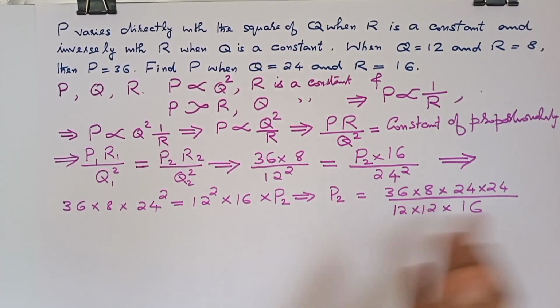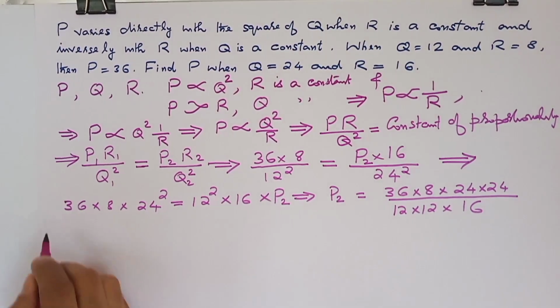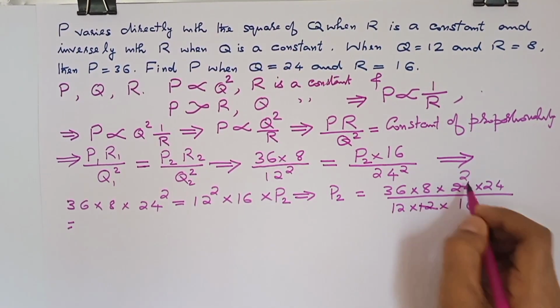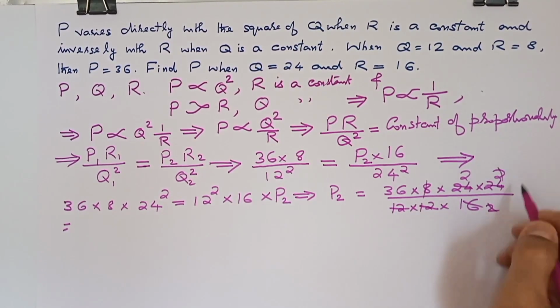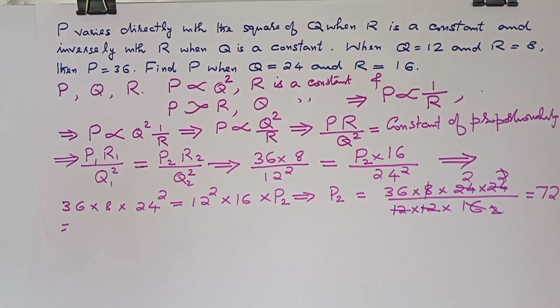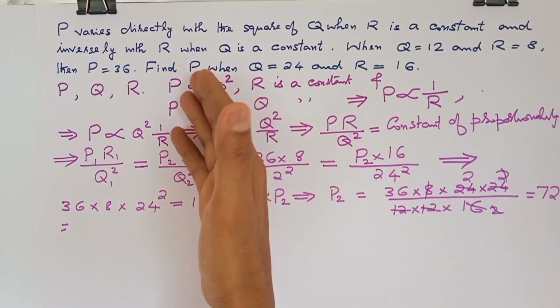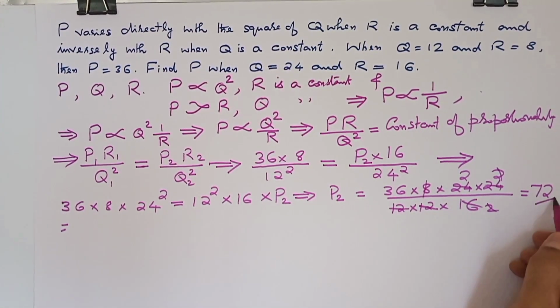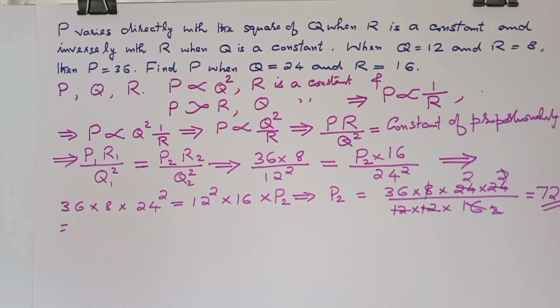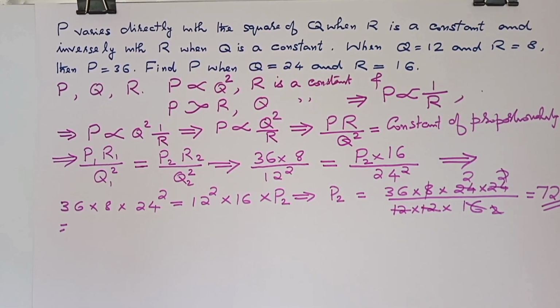I hope you can follow this. Now you simplify. So you found out the value of P when Q and R are 24 and 16 and the value is 72. Let's work out one more problem before concluding today's session.